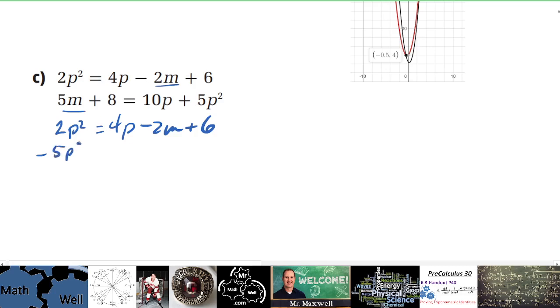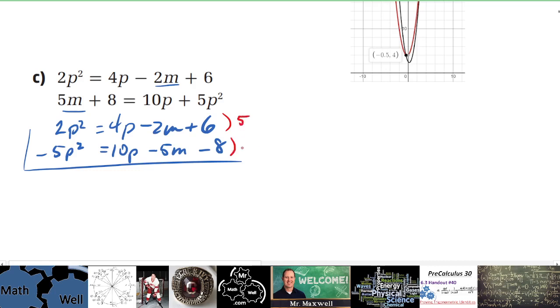So that's going to be a -5P squared, and then equals, so I'm going to have 10P. That's going to be a regular 10P. And then the -5M is going to go over here, and then the 8 is going to be a -8 over here. In order to eliminate the M here, you're going to want to multiply the top one by, maybe, 5, and the other one by -2. So they have to be opposite signs and multiples of each other.